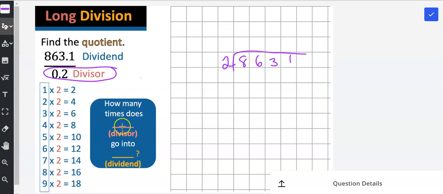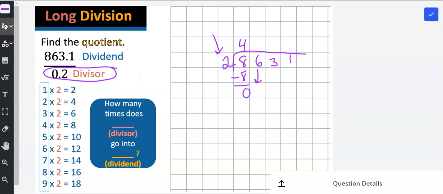So I ask the question, how many times does the divisor, and the divisor is now a 2, how many times does the 2 go into, and I only need to focus on the 8 right now. So how many times does the 2 go into 8? Well, there are 4 2's that form 8. 4 2's give me 8. So the answer to that question goes at the top, 4. And then mommy multiply. 4 times 2 is 8. Sister subtract. 8 minus 8 is 0.